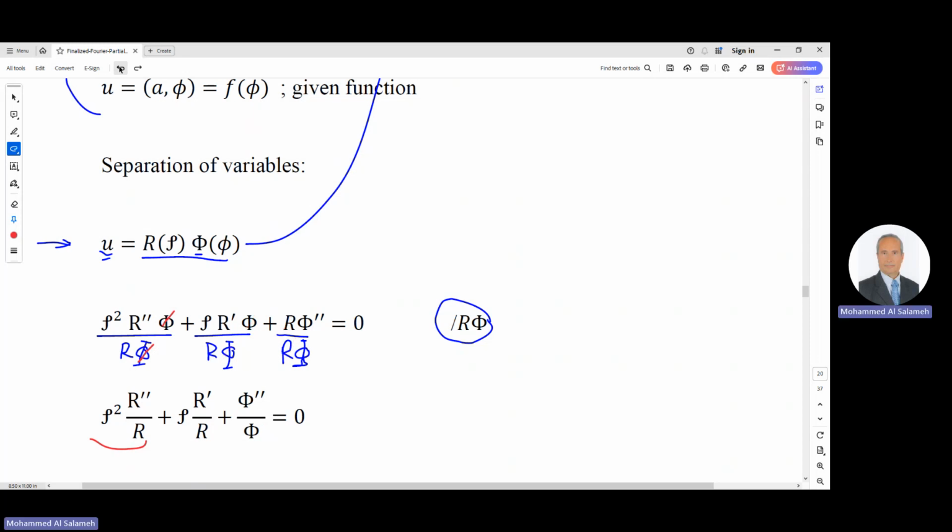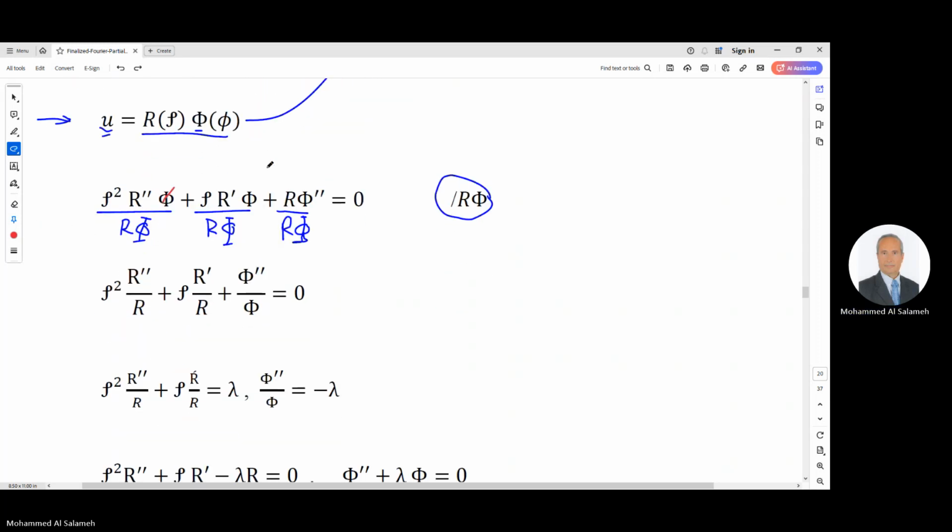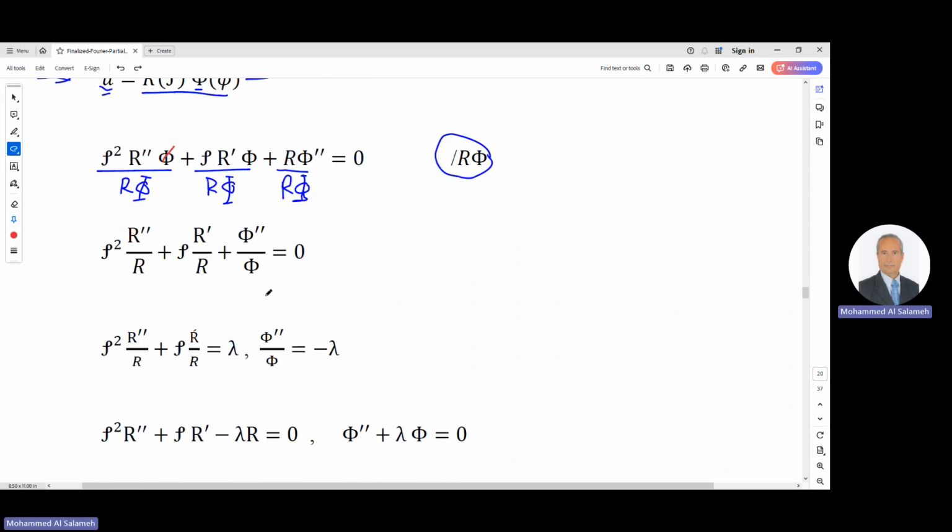The next step is to separate the functions. We want one term which depends on rho only, and we want another term which depends on phi only. Phi is small phi, which is the angle. So note that this term is a function of rho only, and this term depends only on small phi, which is the angle.